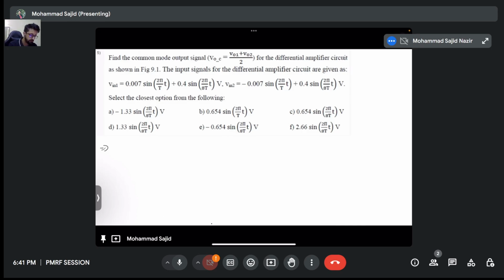The question is, find the common mode output signal for the differential mode circuit. Again, the circuit is the same. The input signals for the differential amplifier circuit are given as these two signals at the two input nodes. We need to find the common mode.